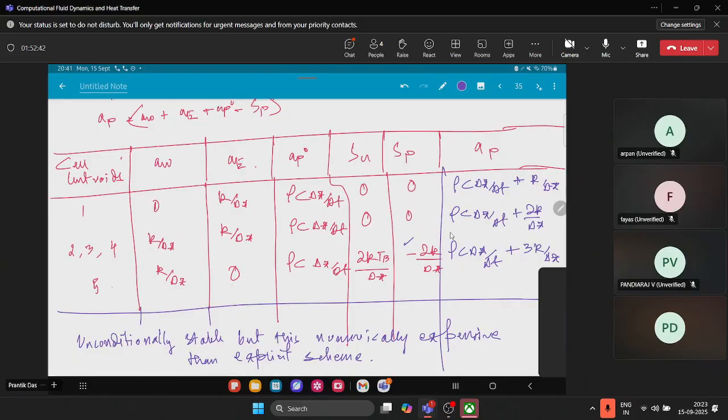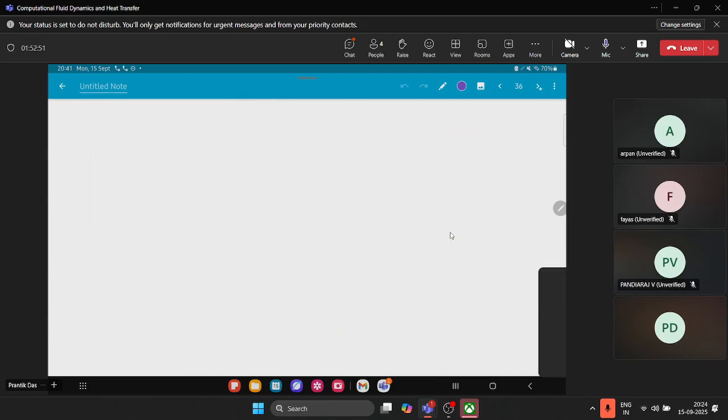So after this, we will start another thing which is called pressure velocity coupling, which is called the SIMPLE algorithm. Today I'm going to discuss what is the concept of staggered and collocated grid. One is called staggered grid, another one is called collocated grid.